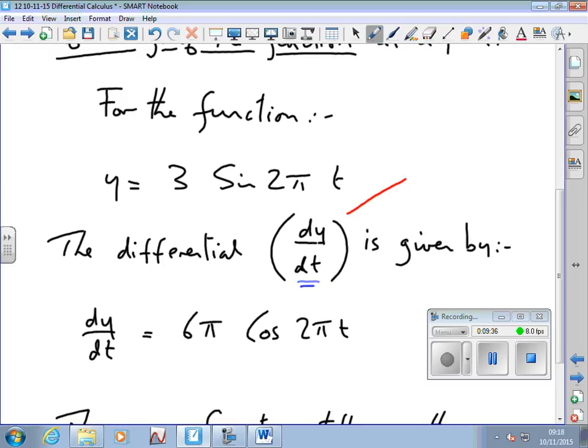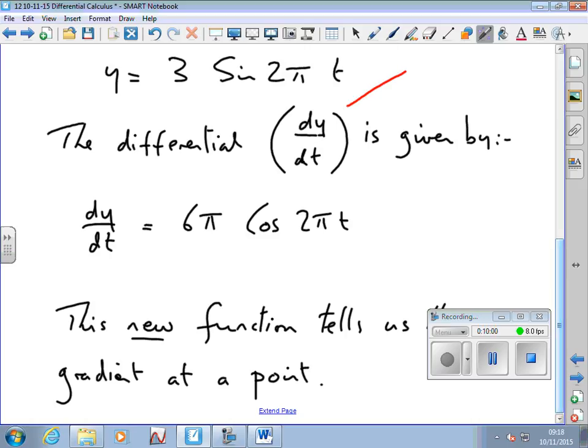So, dy by dt. It doesn't mean d times y divided by d times t. It's not an algebraic expression, it's a notation, the differential of y with respect to t. And you're going to learn the rules for this. And they're straightforward rules. Once I know the rule, I can write down the answer.